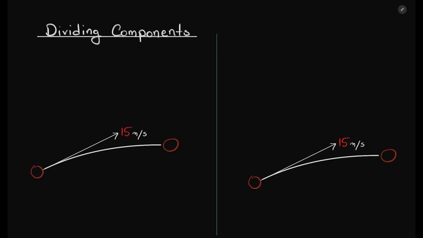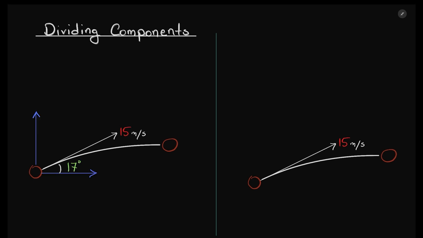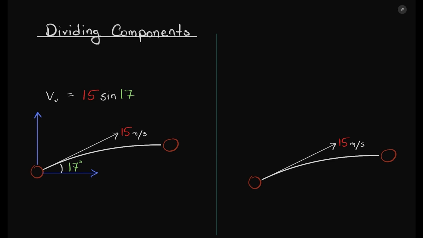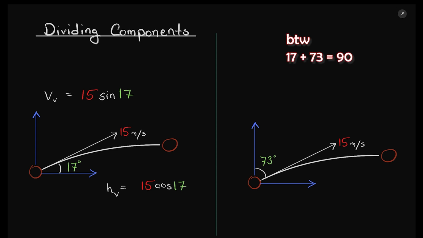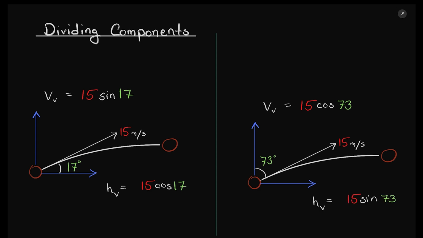Now let's learn to divide velocity into different components, vertical and horizontal. As this ball is moving at 17 degrees to the ground, the vertical component would be 15 sine 17 and the horizontal component will be 15 cos 17. So if we change the angles on the right hand diagram, we can see the vertical component becomes 15 cos 73 and the horizontal component becomes 15 sine 73. The side closer to the angle always has cos.